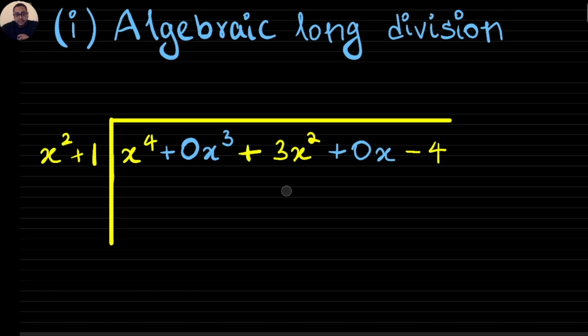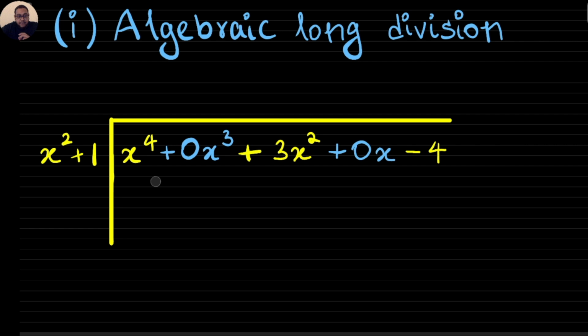The first method we will look at is algebraic long division. As you can see, I have inserted the missing terms of 0x cubed and 0x. Notice that I have not changed the question because the coefficients of each variable is 0. This setup helps me to divide the polynomial by x squared plus 1.